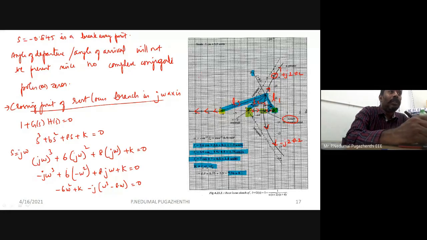So what is L1 here? If you take your scale and measure that, you will get 2.6 centimeters, maybe nearer to that. Since 1 centimeter is taken as 0.5, you can see that the scale is here. 1 centimeter is 0.5 units. So you multiply this with 0.5. Same way, try to find L2, L3.